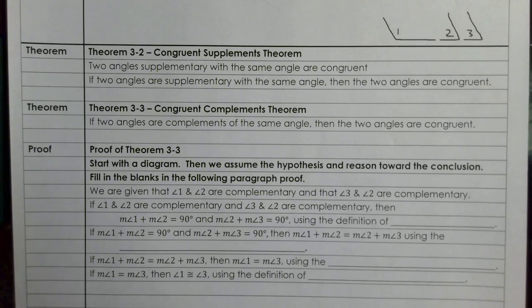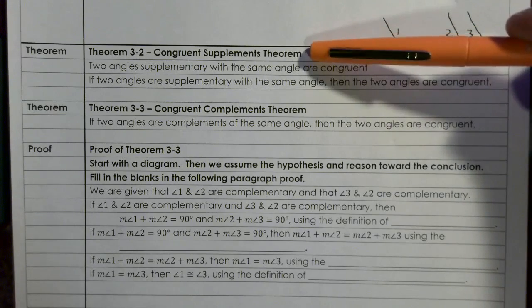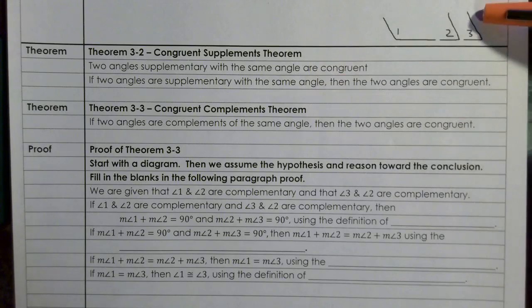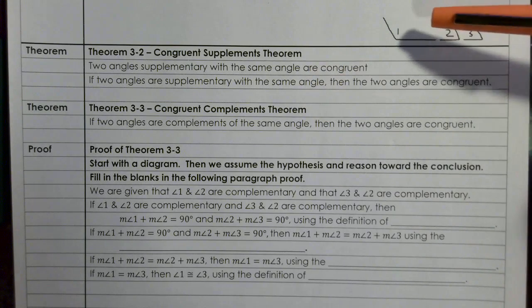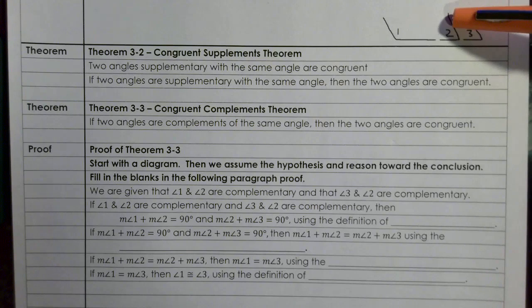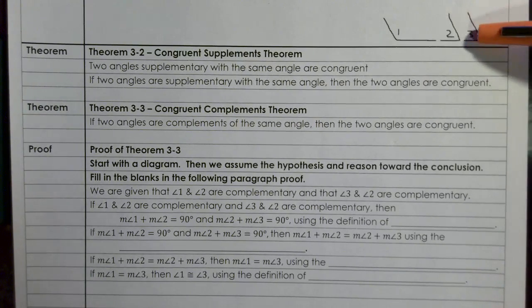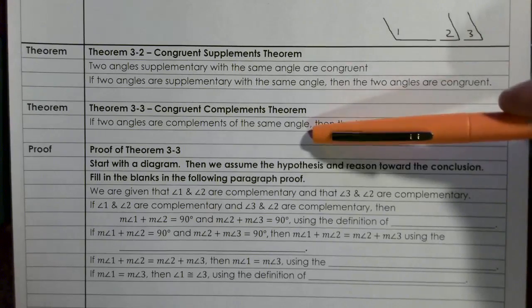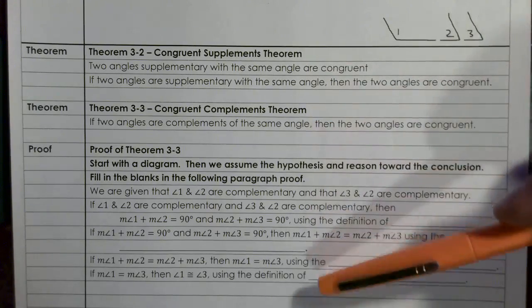Next, we're going to take a look at two theorems that are pretty similar, the congruent supplements and congruent complements. I've got the supplements version up here. The idea is that if 1 and 2 are supplementary, these two make 180, and 1 and 3 are supplementary, then hey, these two should be the same. We're going to prove this with complements down here.